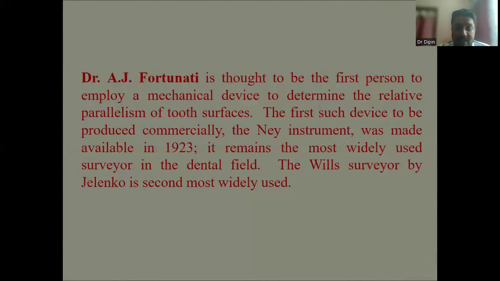Dr. A.J. Fortunati is thought to be the first person to employ a mechanical device to determine the relative parallelism of two surfaces. There are mainly two surveyors: the Ney surveyor and the Jelenko surveyor. There are a lot of surveyors, but these two are the main ones we use for the fabrication of removable partial dentures.